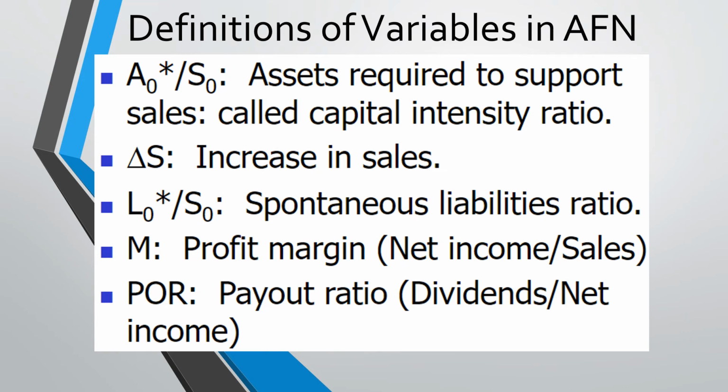These are the definitions of variables in AFN. As you can see, we will be using these in our exercise in the following slide. So just to recap, the assets required to support sales is called the capital intensity ratio. So A0 over sales, asset over sales, and the increase of sales, the spontaneous liability ratio, profit margin, and the payout ratio.